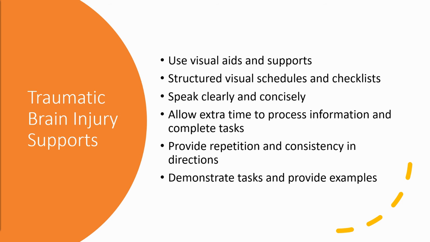To support a child with a traumatic brain injury, visual aids and supports can be helpful to have that visual input rather than just verbal instructions, providing structured visual schedules and checklists, speaking clearly and concisely, giving clear directions, and also allowing extra time to process information and to complete tasks, providing repetition and consistency in directions to avoid any confusion, and demonstrating those tasks and providing examples, again, to facilitate understanding during a task or activity.